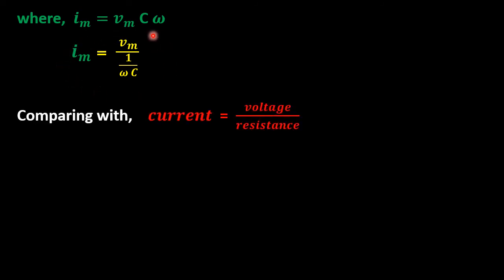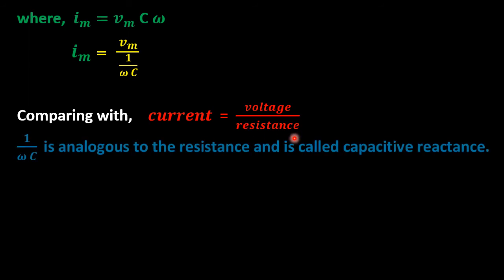Just before, we replaced Vm omega c by Im, which is the expression for peak current. So this expression can also be written as Im equals Vm, and this omega c will be taken to the denominator and it will be 1 by omega c. Now if we compare this equation with the common equation, current equals voltage by resistance, then we can see 1 by omega c is analogous to the resistance, and is called the capacitive reactance.